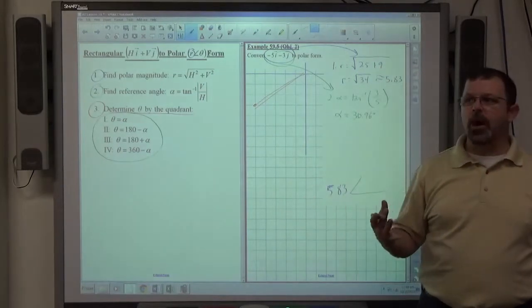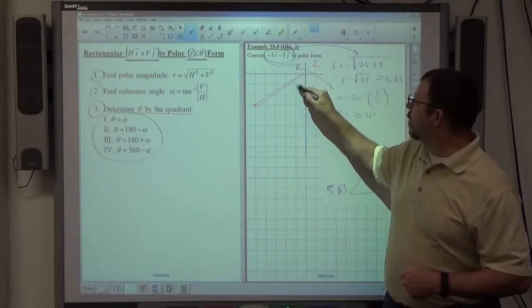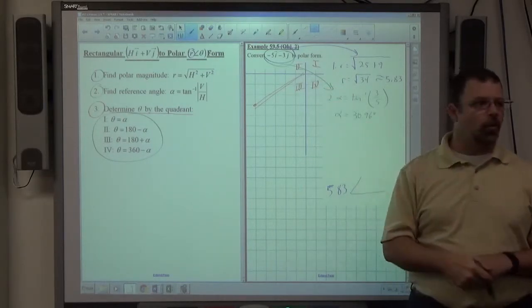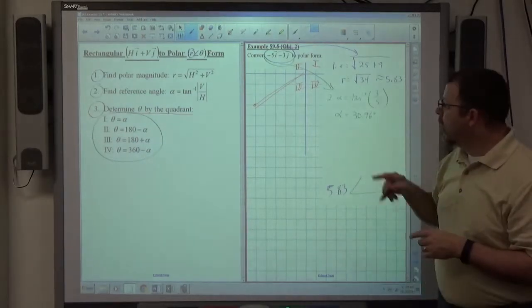My goal, though, is the quadrant. I need to know what quadrant we're in. First quadrant, second quadrant, third quadrant, fourth quadrant. Those are the 4 quadrants. Start here and go counterclockwise. All right? We're in the third quadrant.